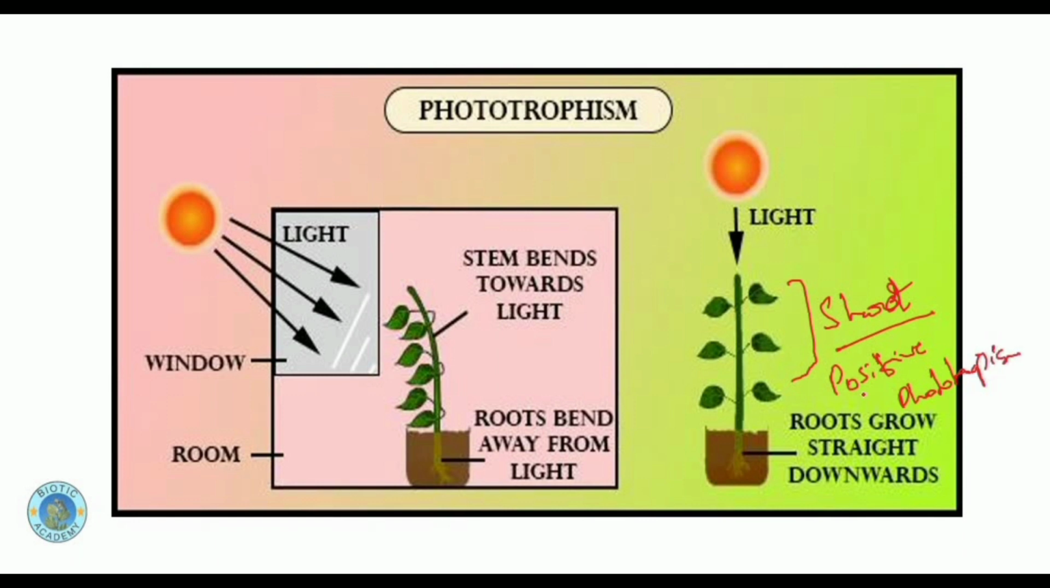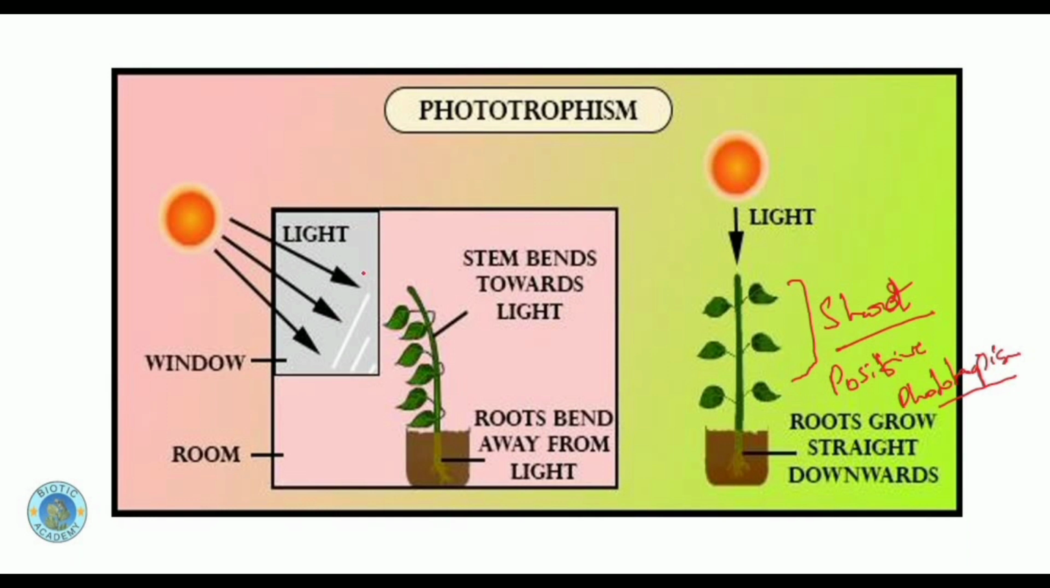But what about roots? Will they also show positive phototropism? Phototropism means the response of the plant towards light. Positive means the plant will show its growth towards light. But in the case of roots, roots will show negative phototropism; they will move away from the light. They will always move away from the light towards gravity, and this is how we can judge that the plant has this ability to sense the stimuli, and then the plant shows its response accordingly.